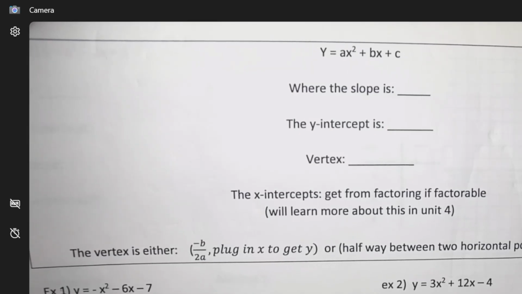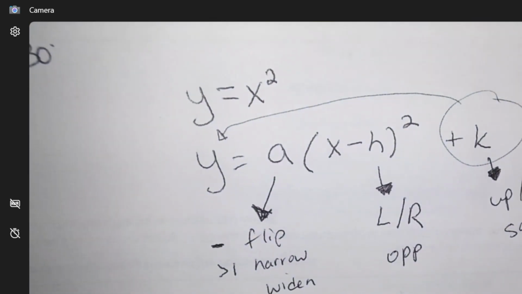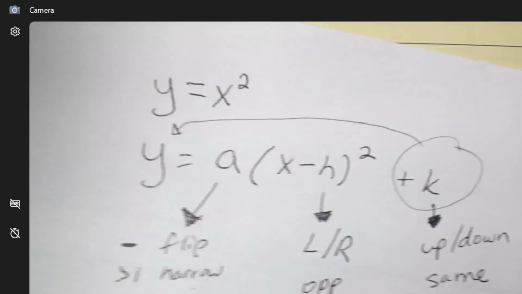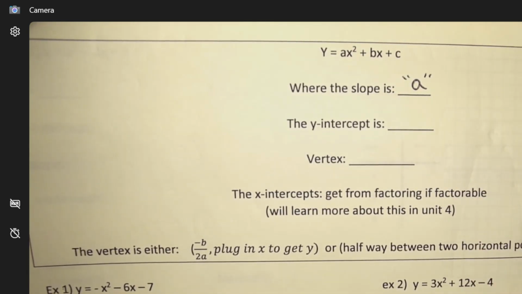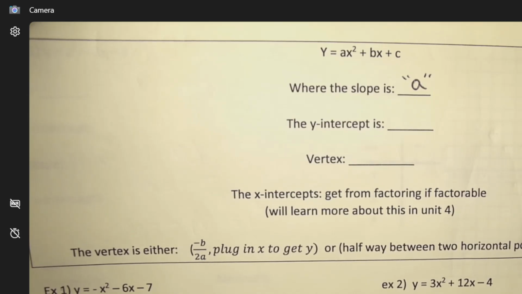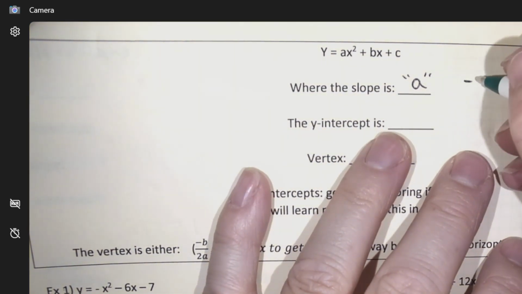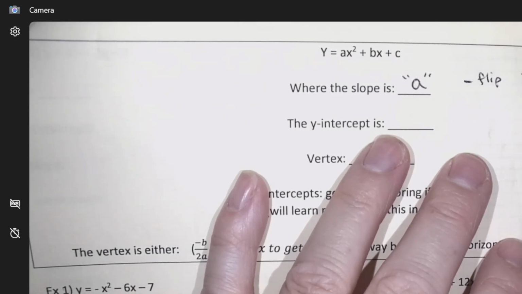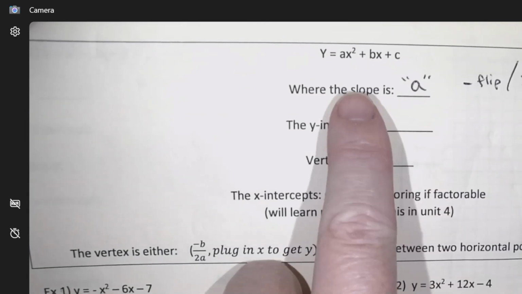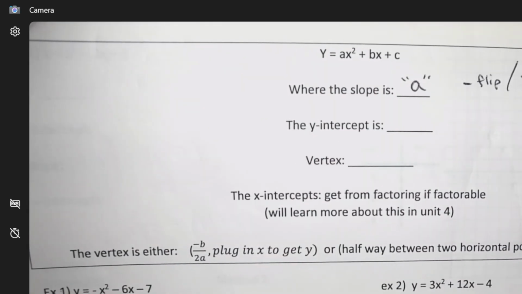Okay, so general form looks like this. It's different than the forms we've been doing with standard and transformation. The slope is still the a value, which is the multiplier of x squared. That's the same, nothing is new with that. Again, it's going to tell us negative could flip, narrow if big, widen. That's all the same. It's how many x squareds you have. That's what that number is.